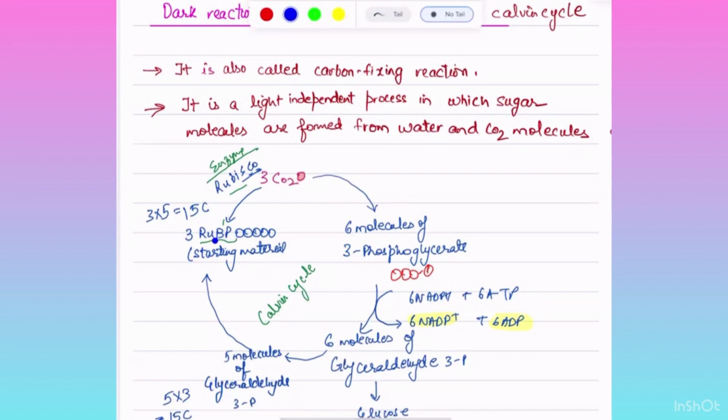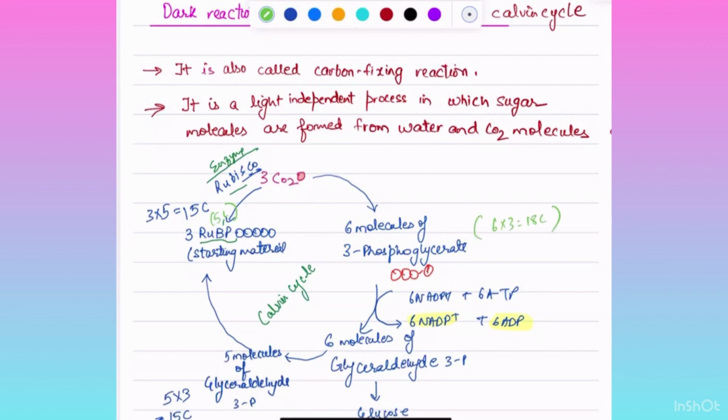3 molecules of ribulose bisphosphate interact with 3 molecules of carbon dioxide, which are fixed from the atmosphere. Because ribulose bisphosphate is a 5-carbon compound, 3 molecules give 15 carbons in total. These 15 carbons interact, with the help of the Rubisco enzyme, with 3 carbons of carbon dioxide, and together 15 plus 3, 18 carbons are formed. So the resulting product has 18 carbons: 6 molecules of 3-phosphoglycerate. 6 into 3, 18 carbons.